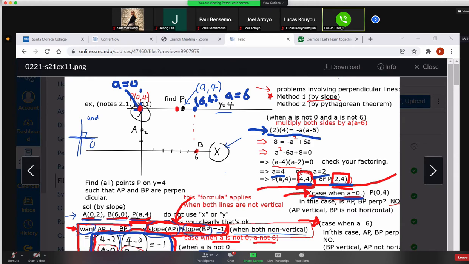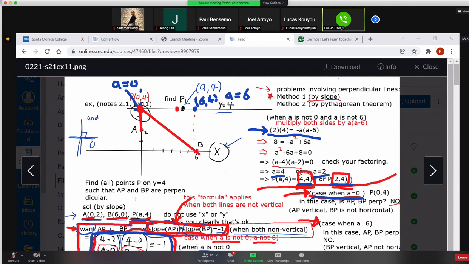In this case, are AP and BP perpendicular? If that's the point right there, let me mark a big point right here. That point is 0, 4. A is here and B is here. Note that AP is this, and BP is that. Are AP and BP perpendicular? No. We know that is not perpendicular.